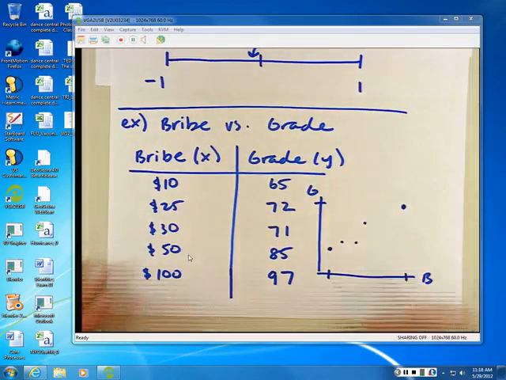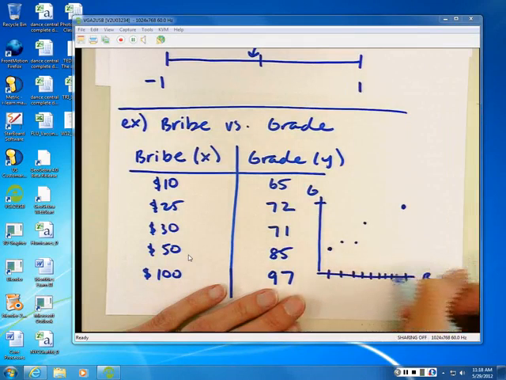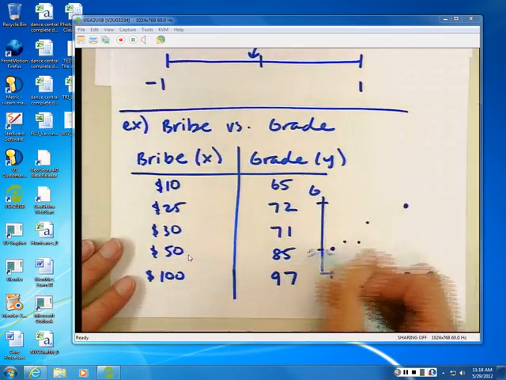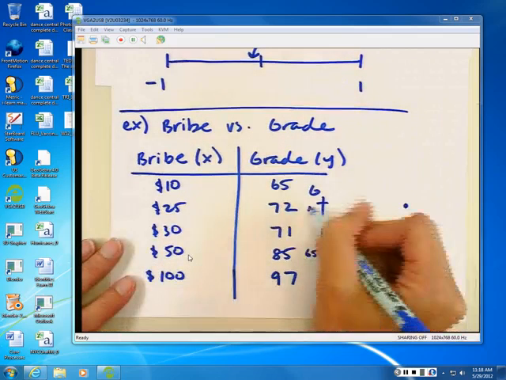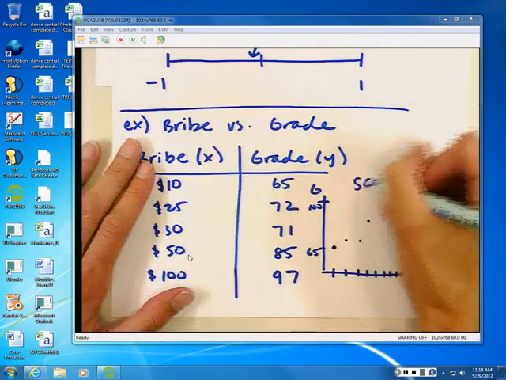So this is 10, 20, 30, 40, 50, 60, 70, 80, 90, 100. Oops, I had to squish it there. And then these are my values. I won't graph them all. That's 65, and then that's 100. Okay, so I just did a really quick scatter plot. This is a scatter plot.